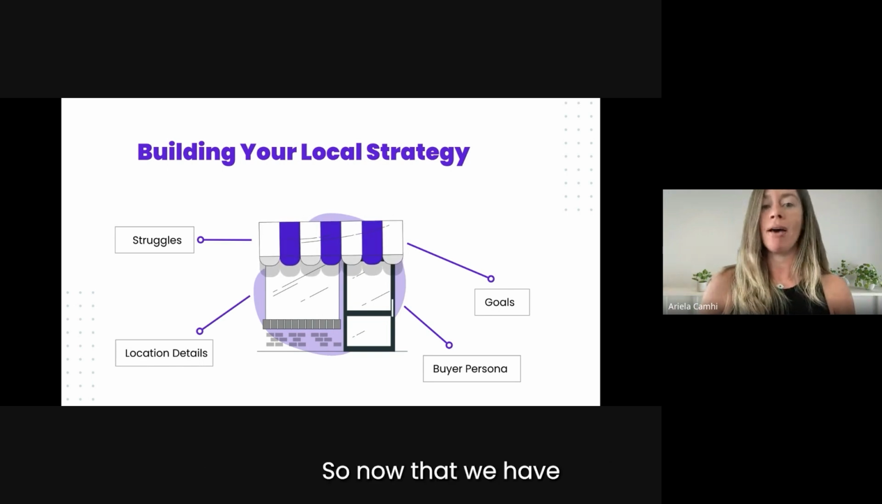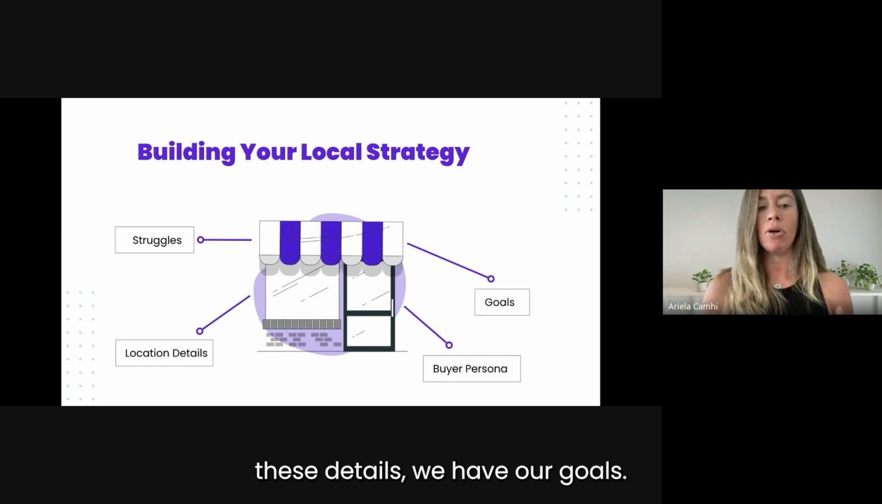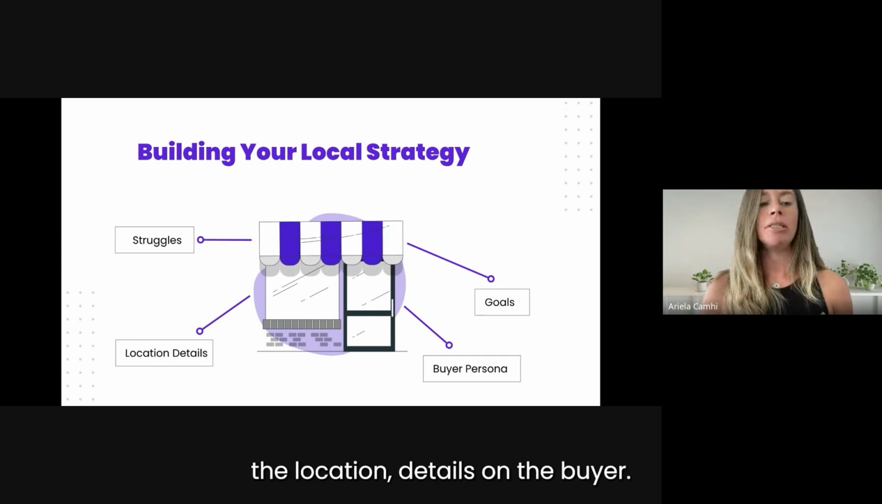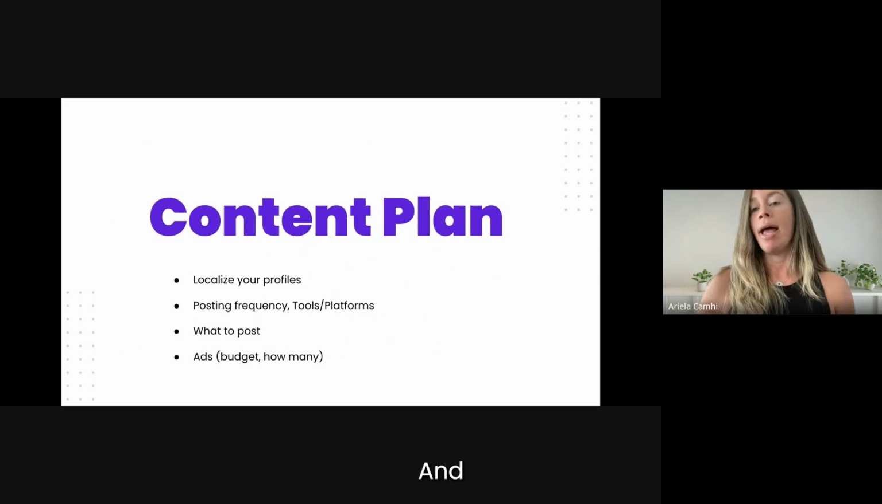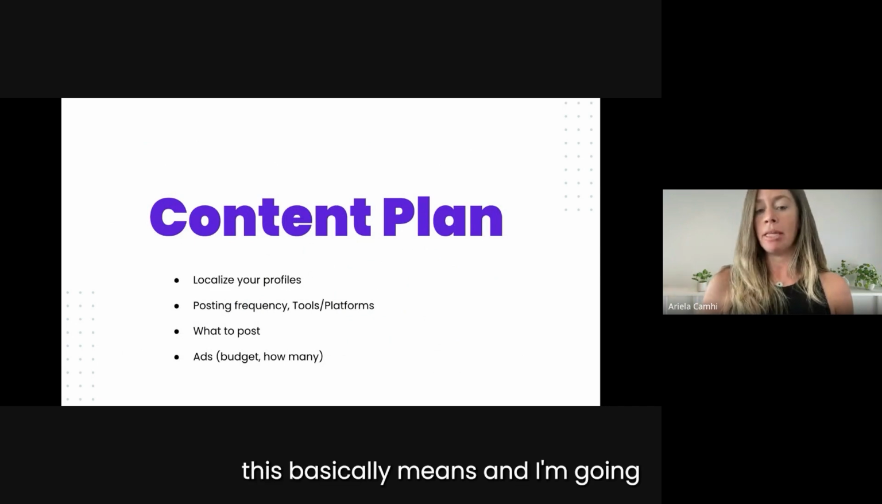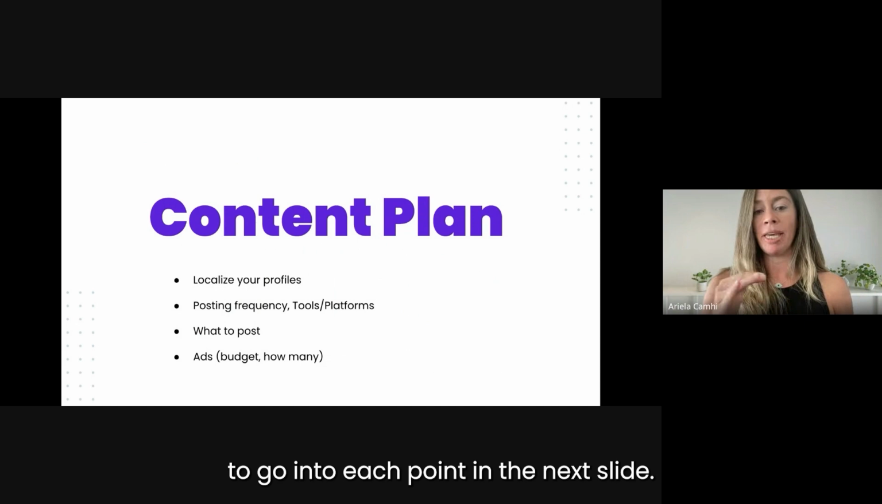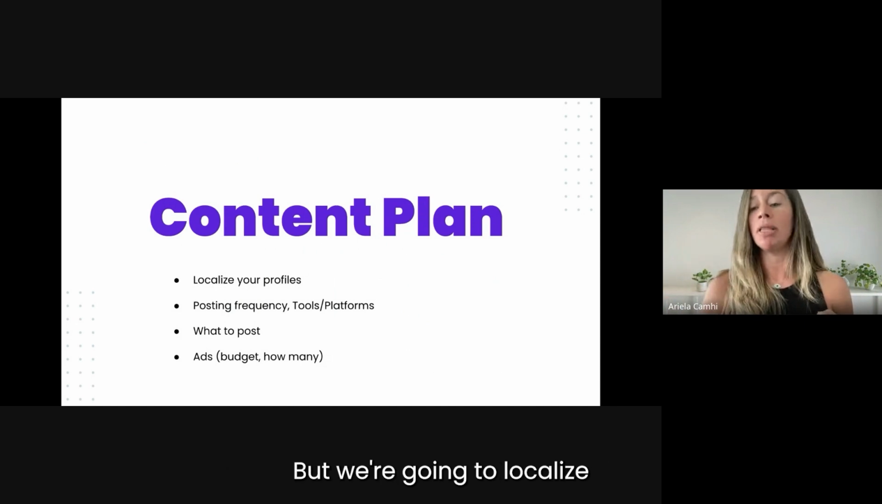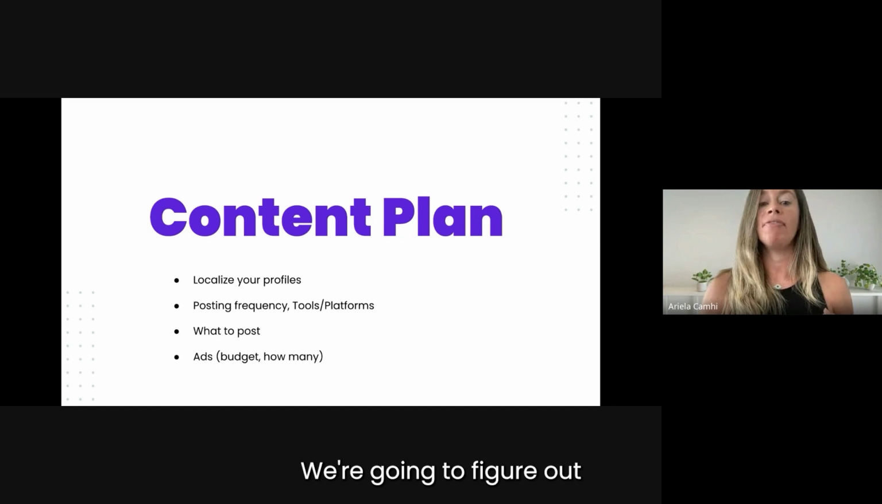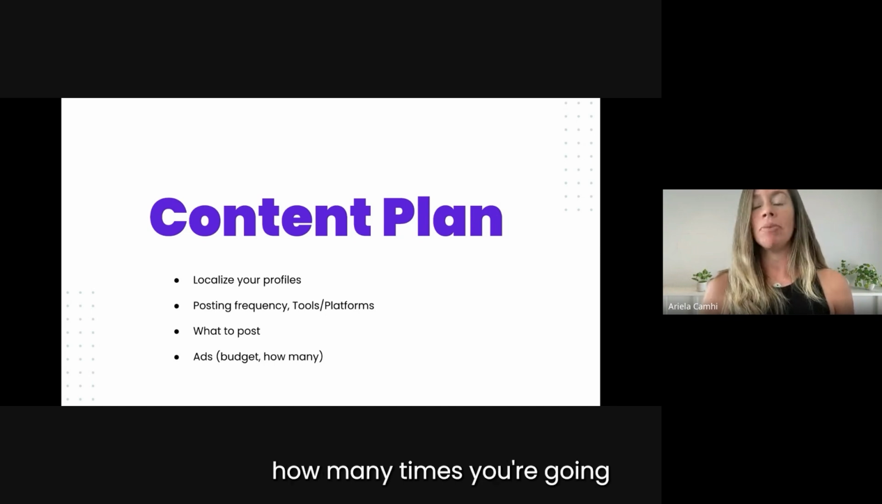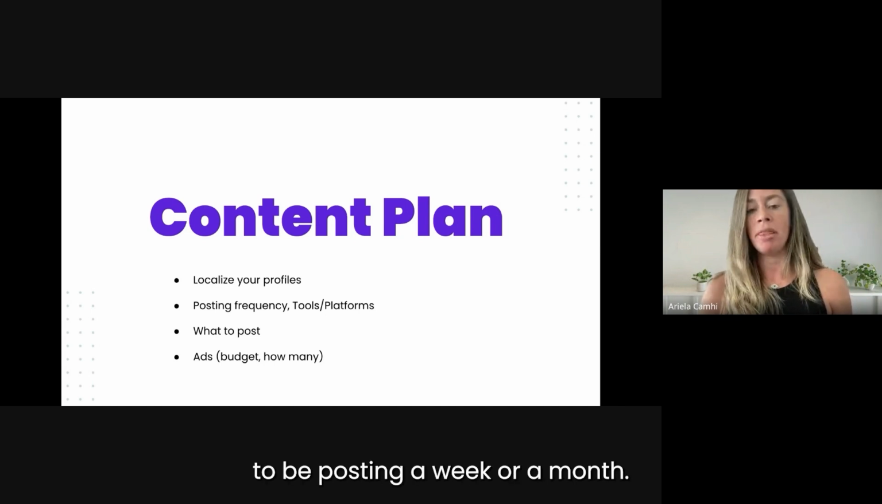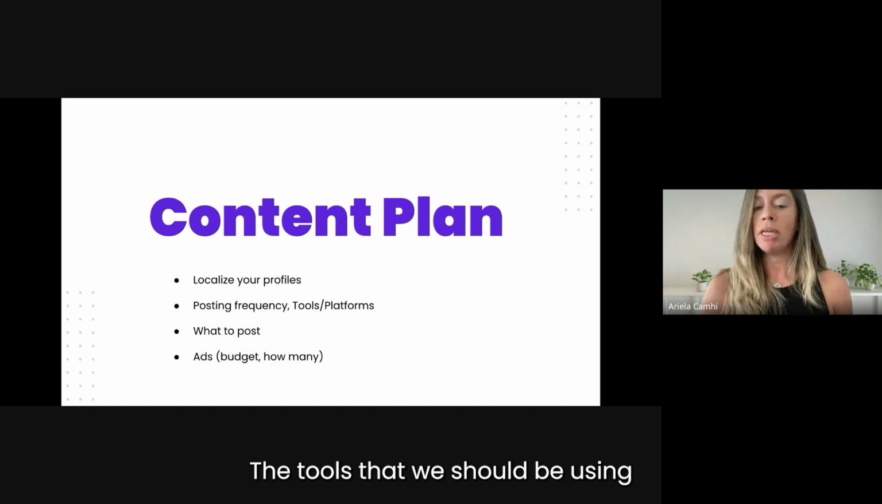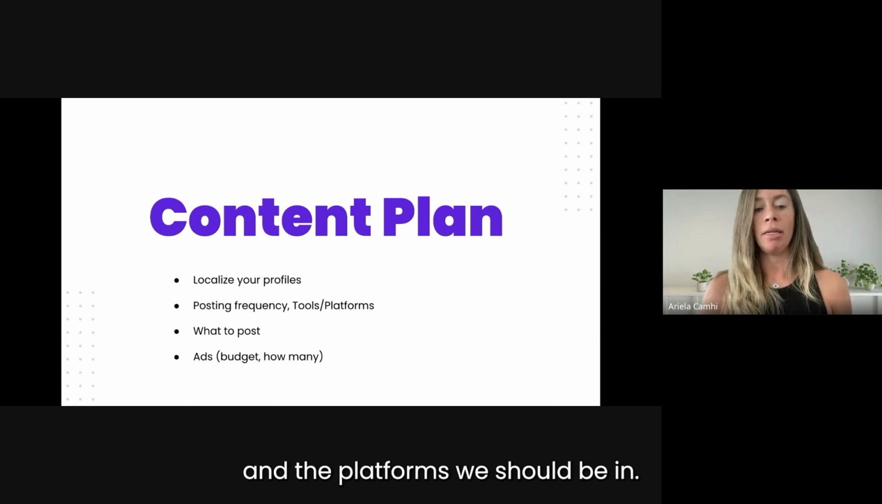So now that we have these details, we have our goals, we have our struggles, the location details, and the buyer persona, we're going to move on to our content plan. And this basically means, and I'm going to go into each point in the next slides, that we're going to localize your profiles. We're going to figure out how many times you're going to be posting a week or a month, the tools that we should be using and the platforms we should be in, what to post, and the ads.